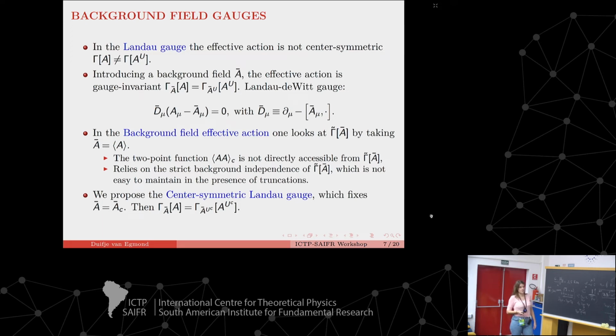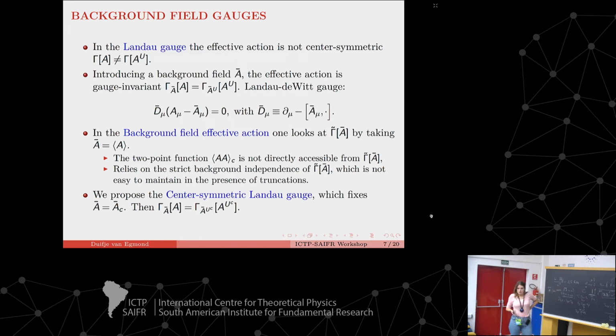Why do you call it Landau gauge? I mean, the center symmetry. Maybe you should ask the name giver, but I think what he had in mind is just that it has a strong connection with the Landau gauge, just as the Landau-de Witt gauge has a strong connection with the Landau gauge. In this sense, if you would choose A bar being 0, you have the Landau gauge. If you make another choice, you have the center symmetric Landau gauge. But I agree, maybe center symmetric gauge would be better.